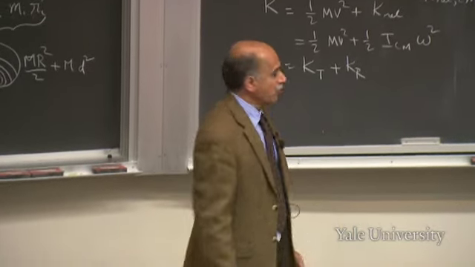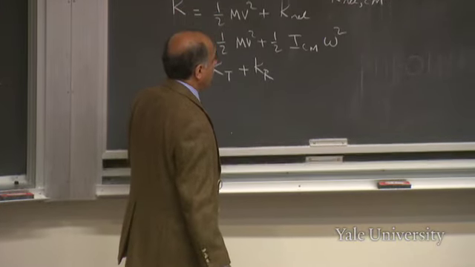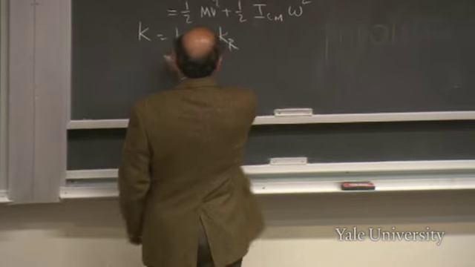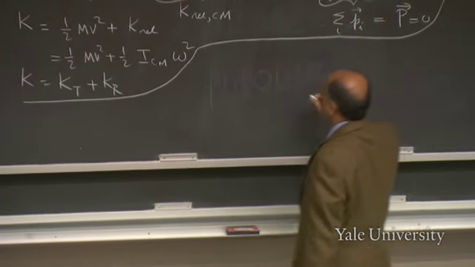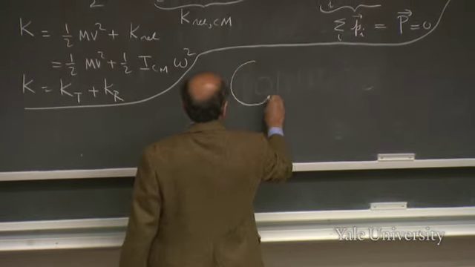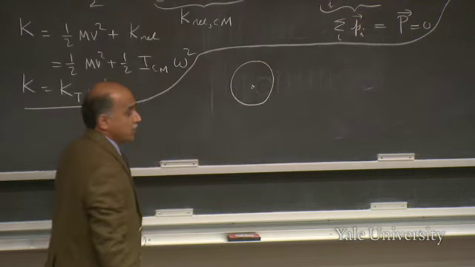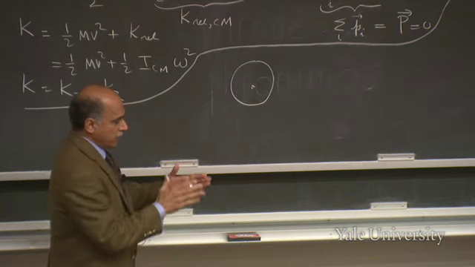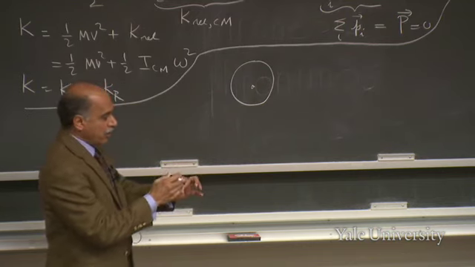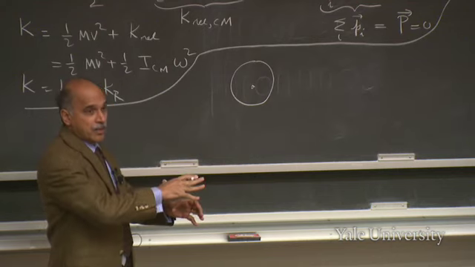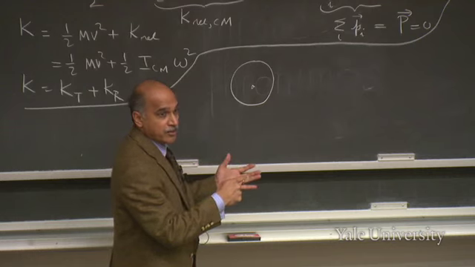So I'm going to apply this to a simple problem so you can get a feeling for it. That simple problem is going to be a disk. You can think of the problem as either a disk or as a cylinder. A cylinder is just a disk with a certain thickness. So a disk is like a coin and the cylinder is a stack of coins. But the moment of inertia for a disk or a cylinder is the same. Do you guys understand that?